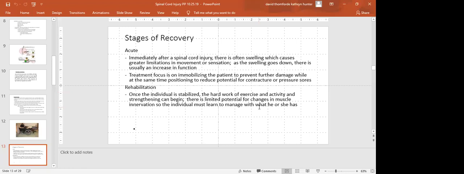Once the person is stabilized, then they need to start working hard with exercise, with activity. At that point, the potential for spontaneous improvement is limited. If the person was left with elbow flexion but no extension, they're unlikely to get the elbow extension back. So the person needs to manage with what they have after their injury.